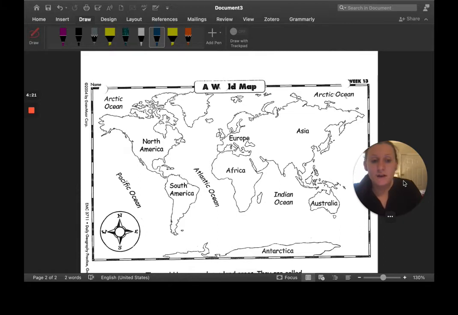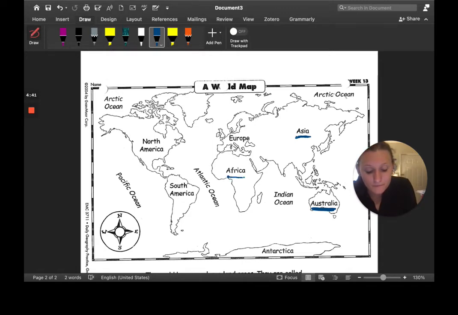All right, so we need to find 4 continents that start with the letter A. Number 1 is going to be Asia. Next one is going to be Australia. And then we have Africa. We also have Antarctica all the way down here at the bottom of our map. So those are the 4 that start with A.